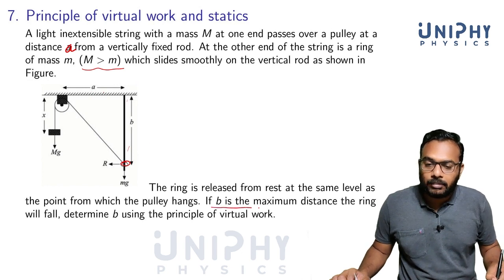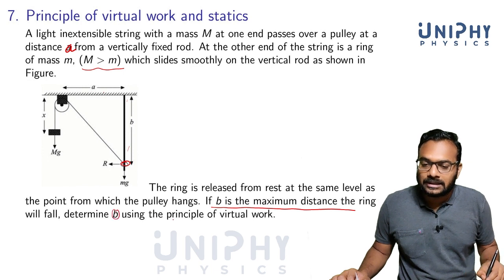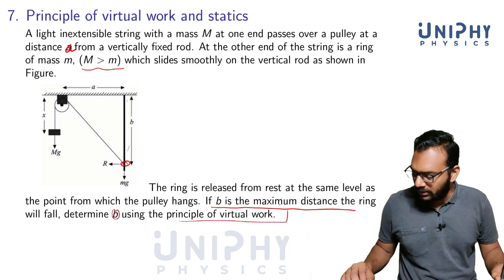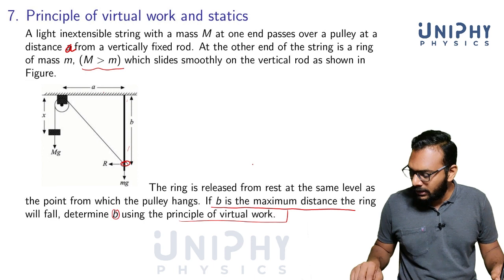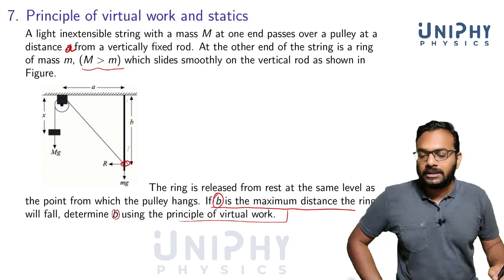If b is the maximum distance the ring will fall, determine b using the principle of virtual work. That's the question. We need to determine b using the principle of virtual work.